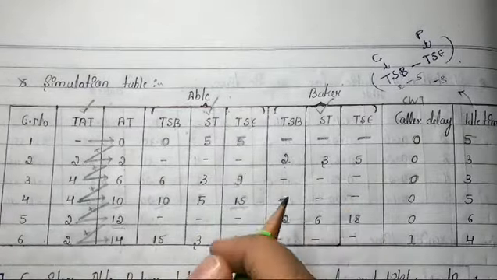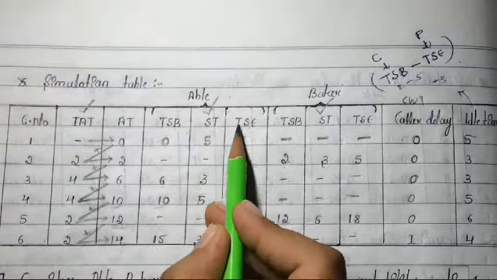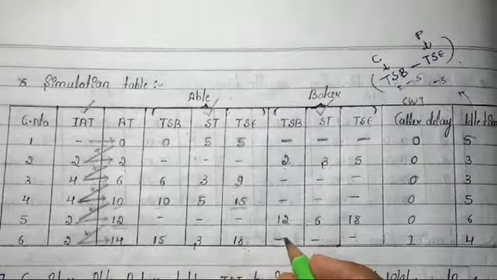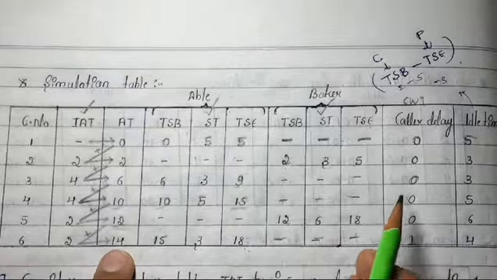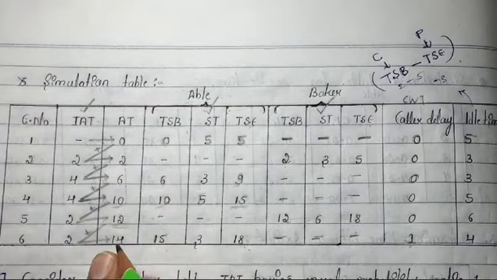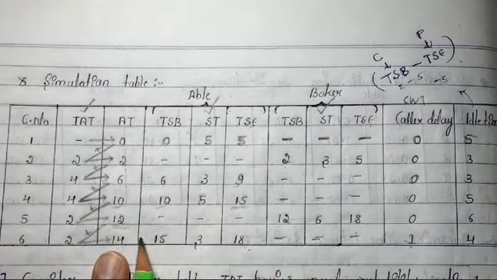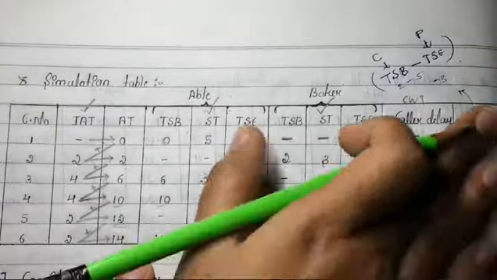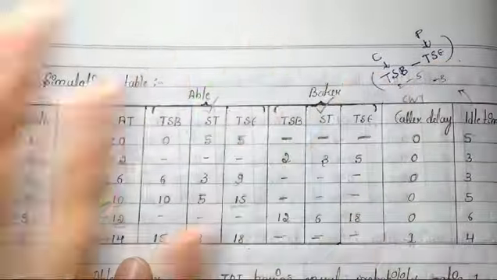The time service begin will be 15, the service time is 3, and the time service end is 18, and we are putting a dash here, and he waits for 1, so we are writing 1 here. He arrives at 14 and the time service begins at 15, so the difference is 1, so we are writing 1 here for the caller delay. And the idle time can be calculated easily with the given formula. Okay.